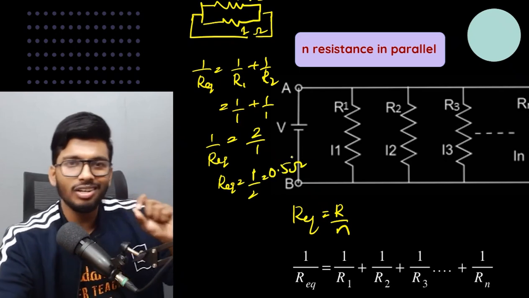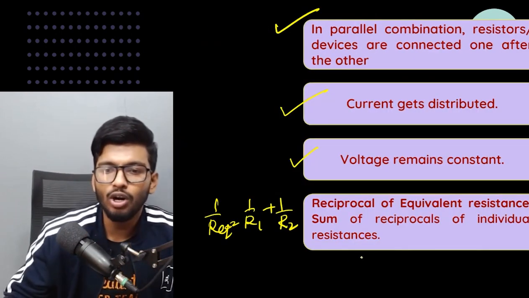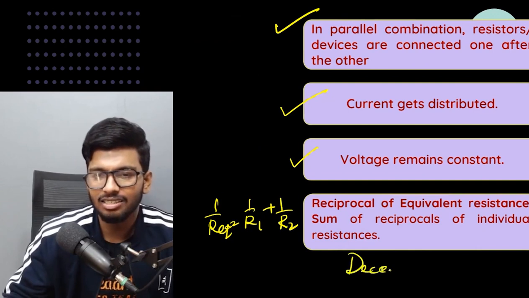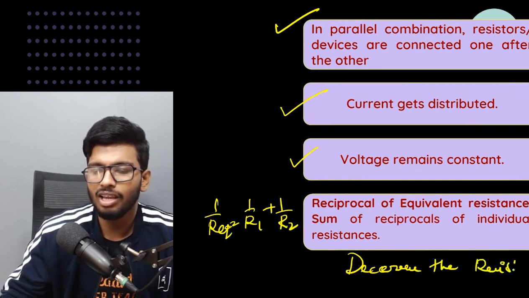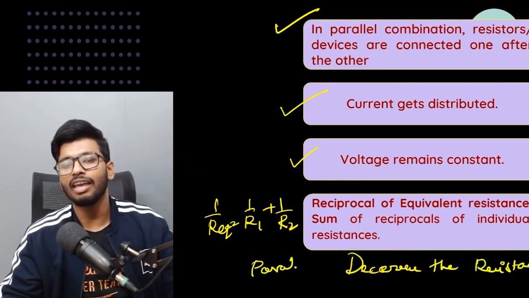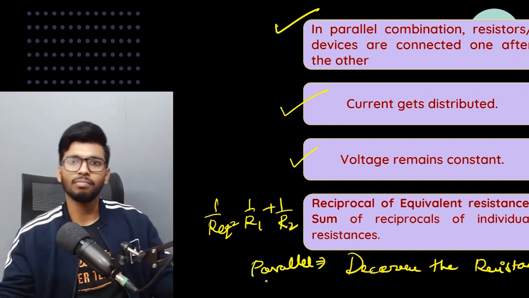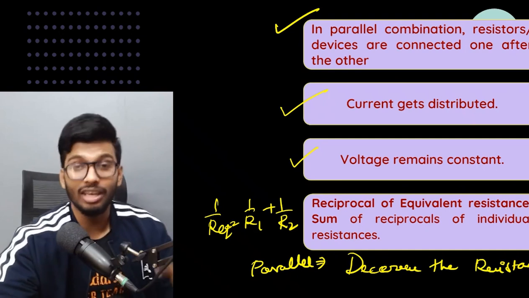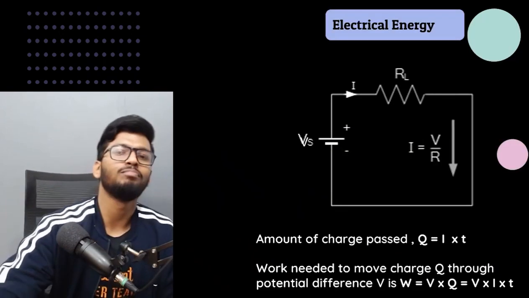So what you need to understand is this, guys. We connect them in parallel when you want to decrease the resistance. When you want to decrease the overall resistance, you connect them in parallel. And when you want to increase the resistance, you connect them in series. All right, I hope it makes sense, people. When you want to increase the resistance, on the other hand, you would connect them in series.